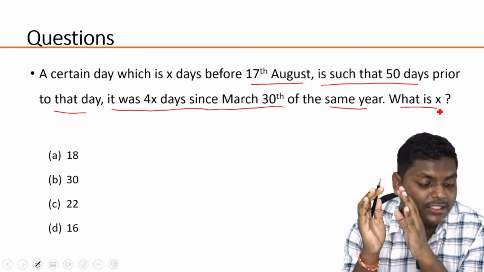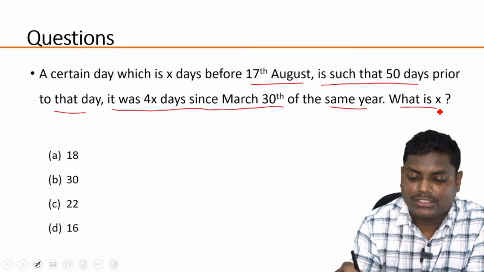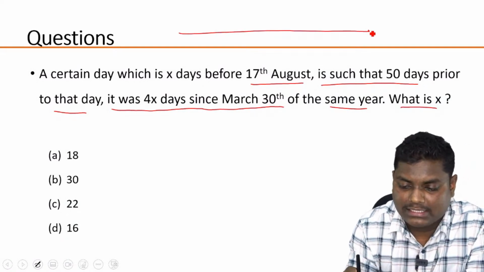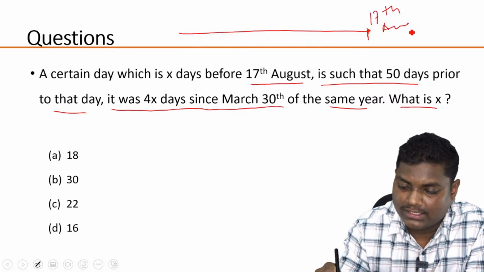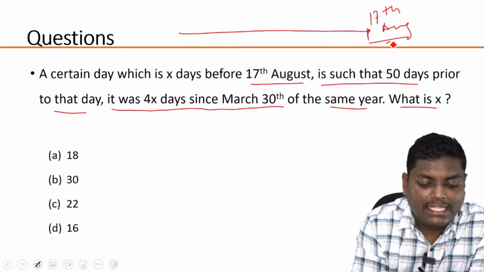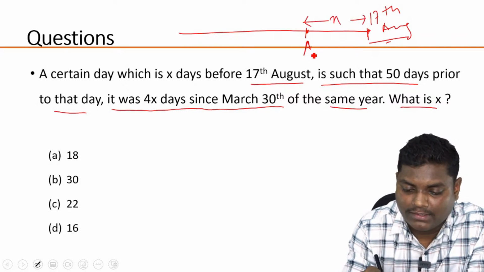So just read the question phase by phase. A certain day which is X days before 17th August. So we are having a timeline. Let's understand this. This is 17th August, and it is saying a certain day which is X days before 17th August. So this is X days, let's say this is point A. So this is X days before this.